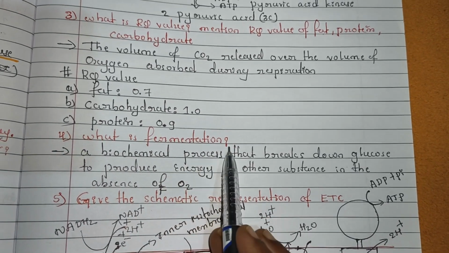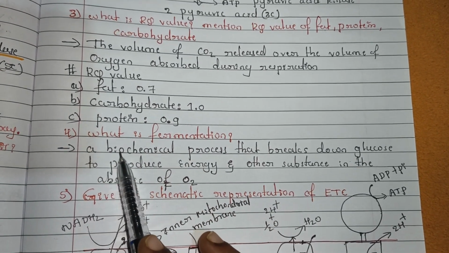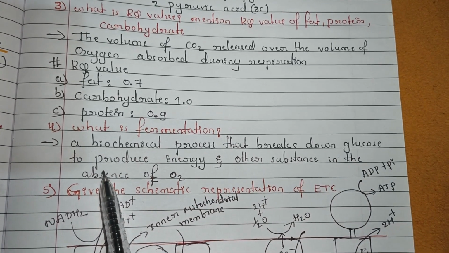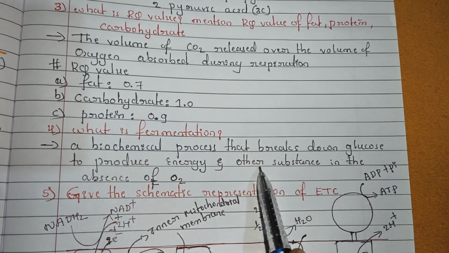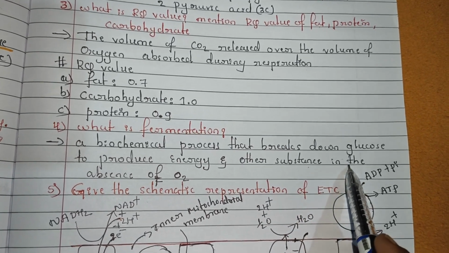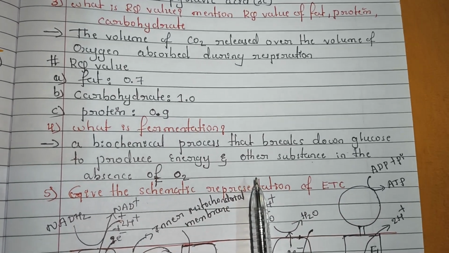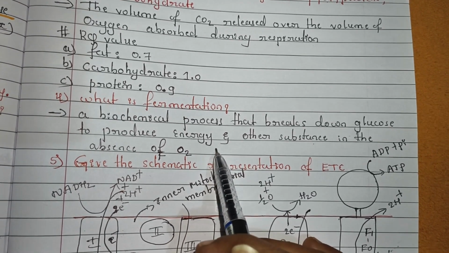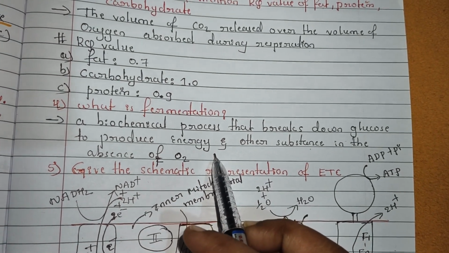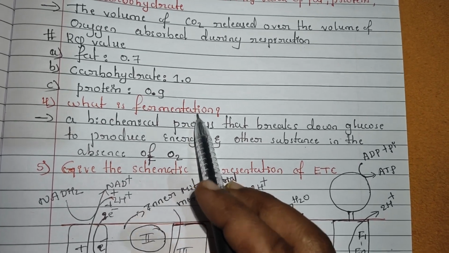And what is fermentation? Fermentation is a biochemical process that breaks down glucose to produce energy and other substances like lactic acid or ethanol in the absence of oxygen, meaning partial breakdown takes place. So that's why they release only a little amount of energy plus some other chemicals. That's why we call it fermentation.